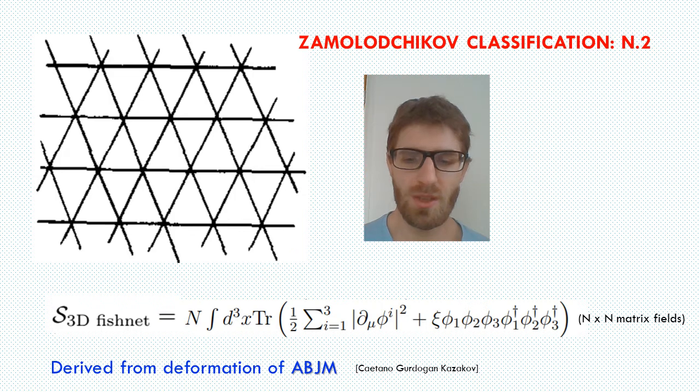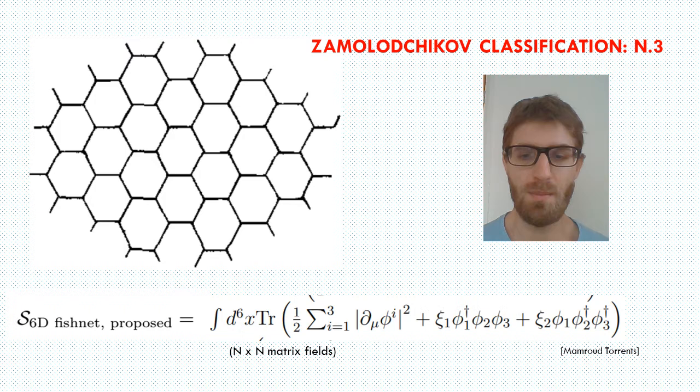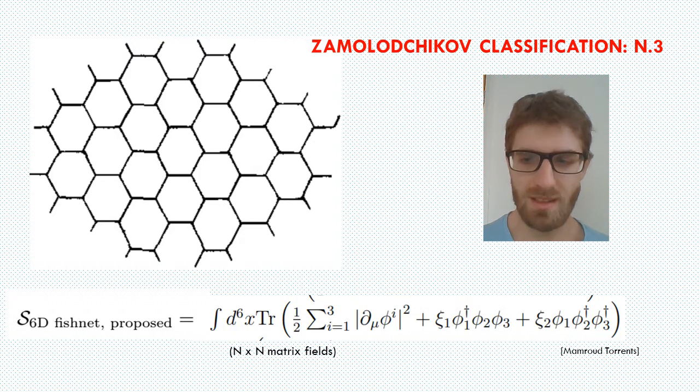The integrable Fishnet number 2 is a triangular lattice, but now made of propagators living in 3 dimensions. Also, these diagrams describe a non-unitary CFT, which was obtained as a deformation of another superconformal model, ABJM theory, by Caetano, Gurdogan and Kazakov. The integrable Fishnet number 3 is the hexagonal lattice of propagators living in 6 dimensions. Mamroud and Torrents have proposed a Lagrangian for a consistent CFT described by these graphs. It is still a mystery if this theory can be seen as a deformation of a superconformal model like it happens in 4D and 3D.